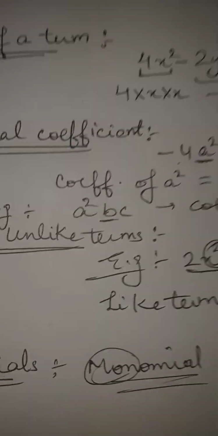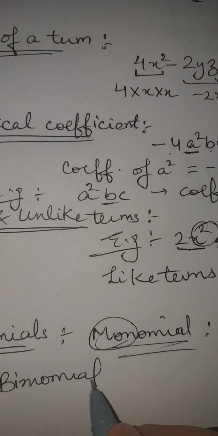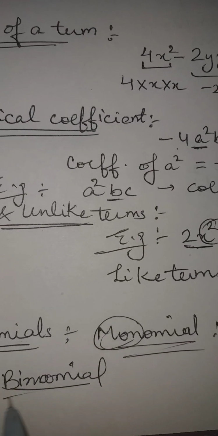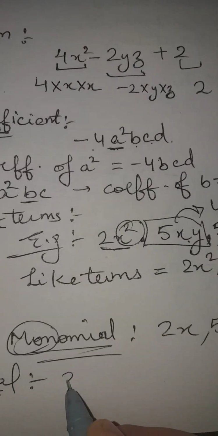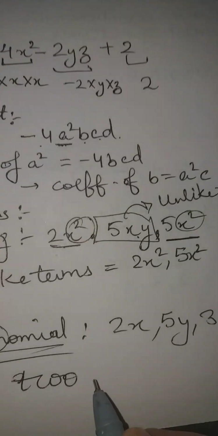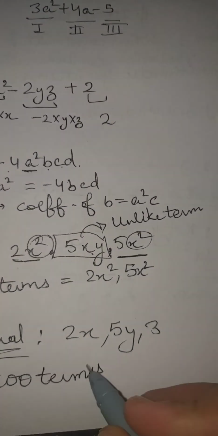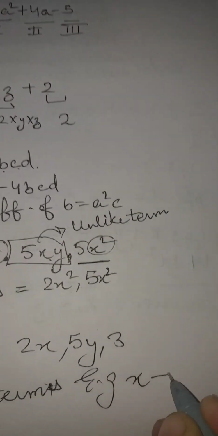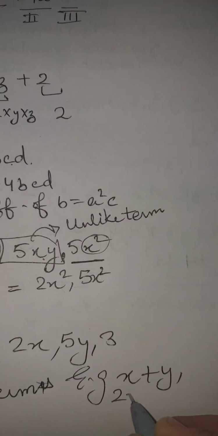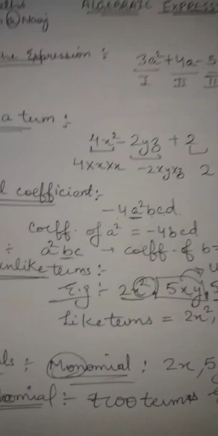Next is the binomial. Bi means two, so a binomial has two terms in the expression. For example, x plus y, or 2x plus 3y, or something else. That is known as a binomial.